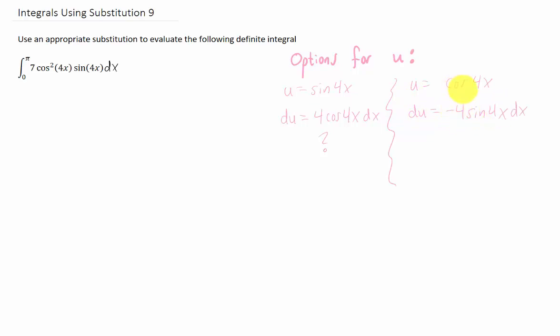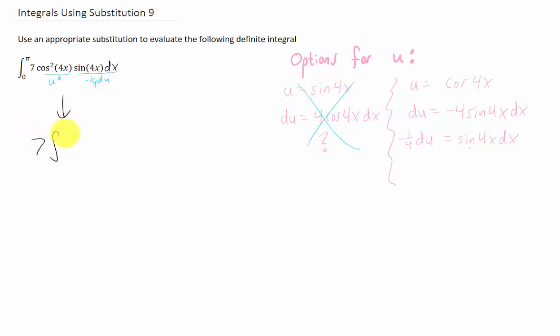And then what does our integral turn into? Well, we have this cosine squared of 4x here. That's just u squared. Then we have a sine of 4x dx that appears right here in the integral. So it looks like what we could do is divide both sides by negative 4, and then that would turn this sine of 4x dx into a negative 1/4 du. So this substitution seems to work pretty smoothly. Let's see what happens.